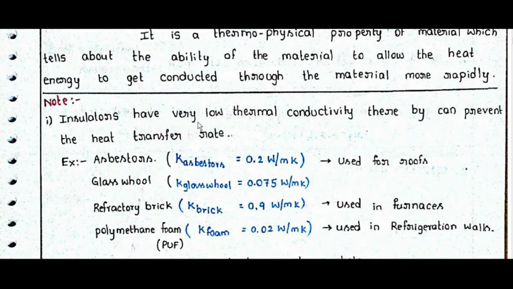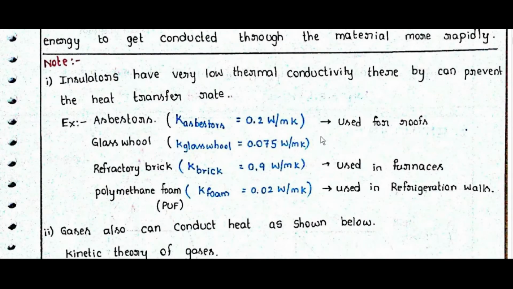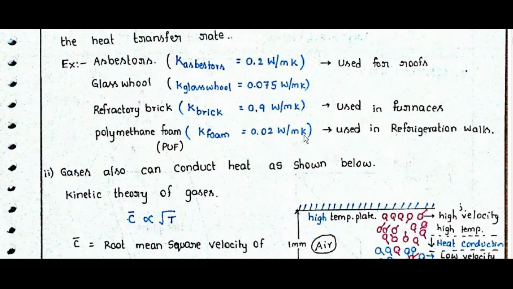Note: insulators have very low thermal conductivity, thereby preventing heat transfer rate. Asbestos, K is equal to 0.2 watt per meter Kelvin, used for roofs. Glass wool, K is equal to 0.075 watt per meter Kelvin. Refractory brick, K is equal to 0.9 watt per meter Kelvin, used in furnaces. Polyurethane foam (PUF), K is equal to 0.02 watt per meter Kelvin, used in refrigeration.